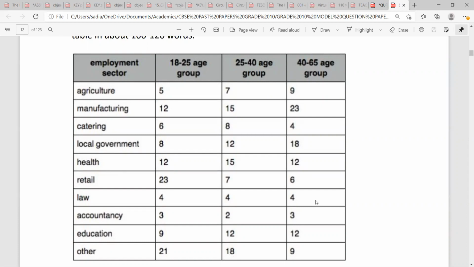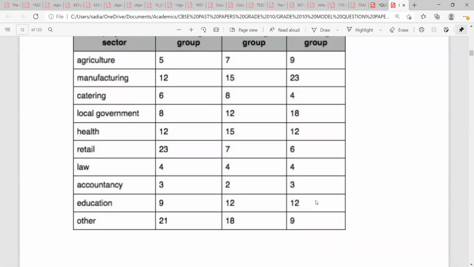Employment sector, age group 18 to 25, 25 to 40, 40 to 65. Areas are agriculture, manufacturing, catering, local government, health, retail, law, accountancy, education, and other. The values are given in the respective cells. You may select values and you have to use values. Remember that when the numerals are between 0 to 10, you do not write numbers. You have to write it in words. But when the numbers are above 10, you can write in the numeral form. So this is one technical area where you will be tested.